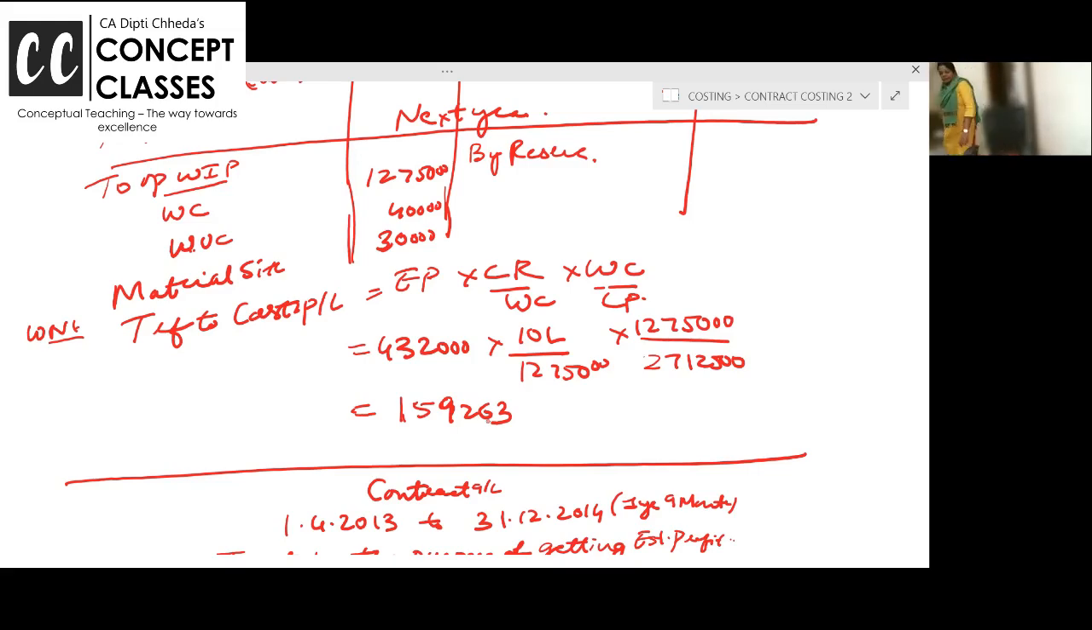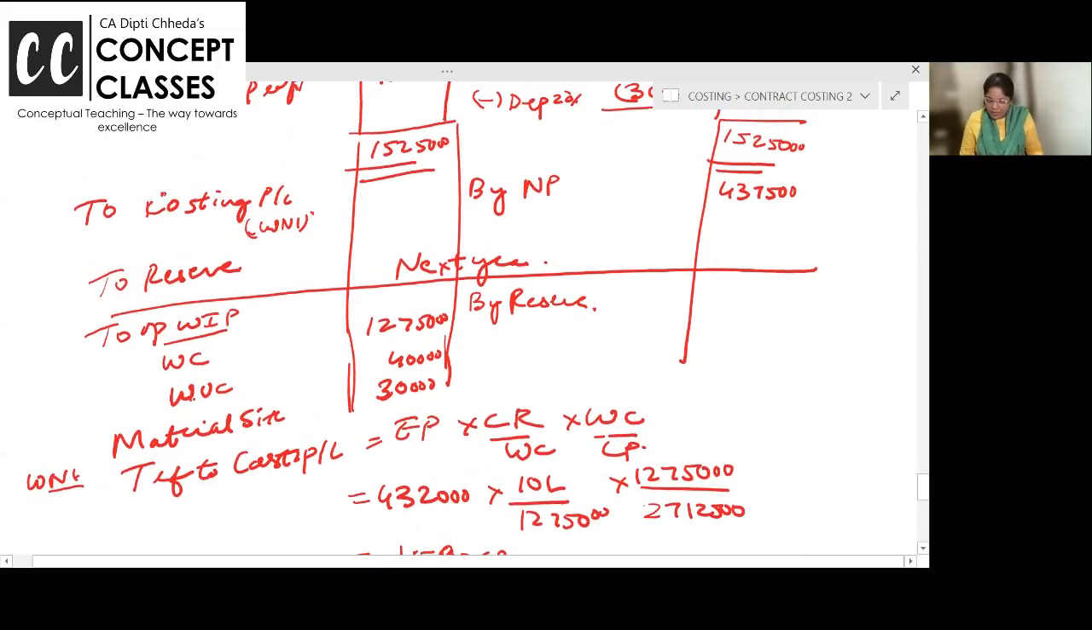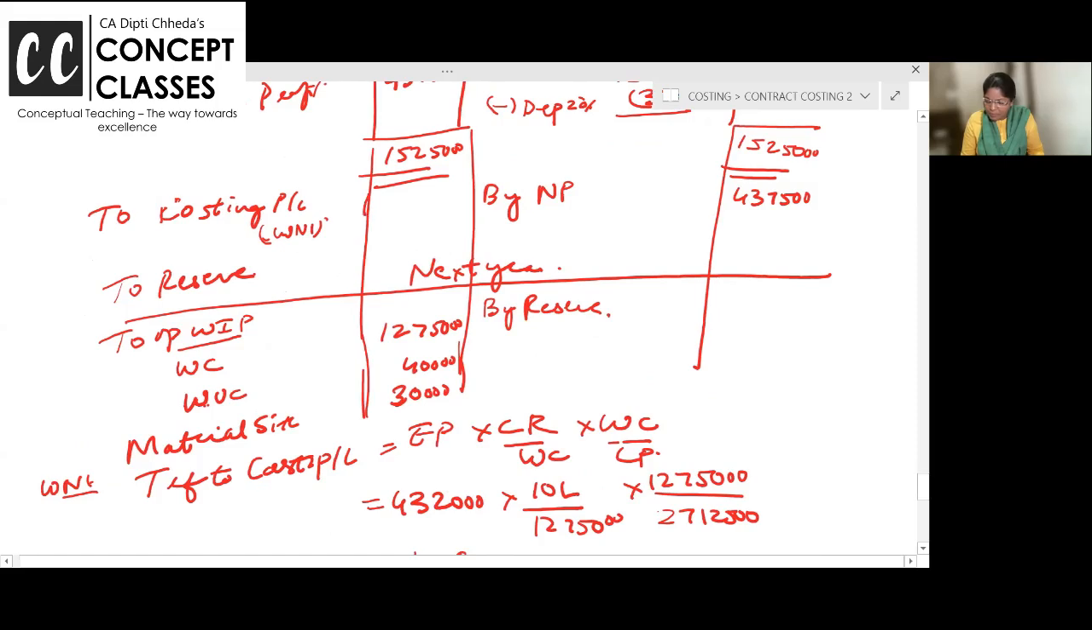Yes. How much you all are getting the profit then which you should take to reserve? Complete this, please. Transfer the profit to P&L is 159,263. So remaining profit you can take to reserve 437,500. Remaining profit 278, 273 you can take to reserve.